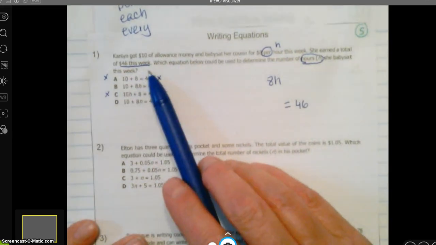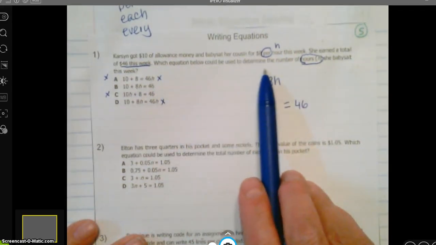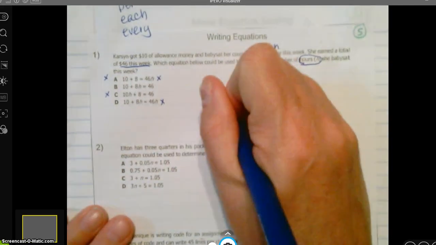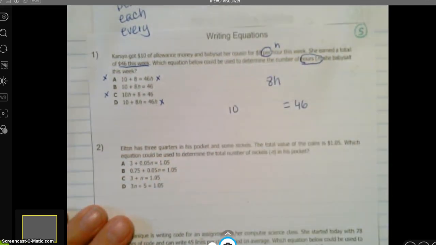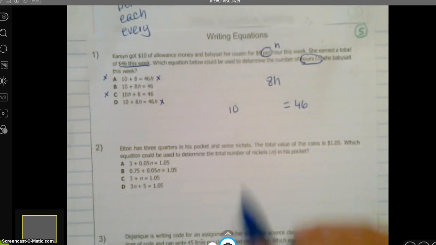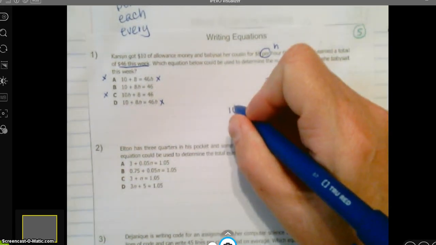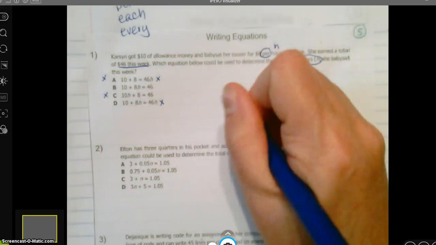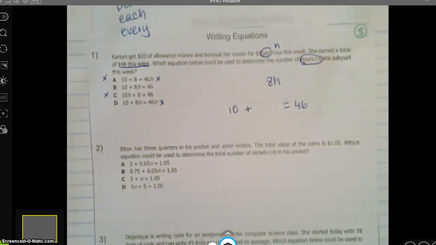So she earned a total of $46 this week, which equation can be used to determine the number of hours she babysat this week. So if you think about it, Carson started with $10, right? I was trying to figure out if this is a boy. No, it says she. Carson is a girl here. So $10. Okay, that's where she starts. And then she earns how much money? She earns $8 every hour.